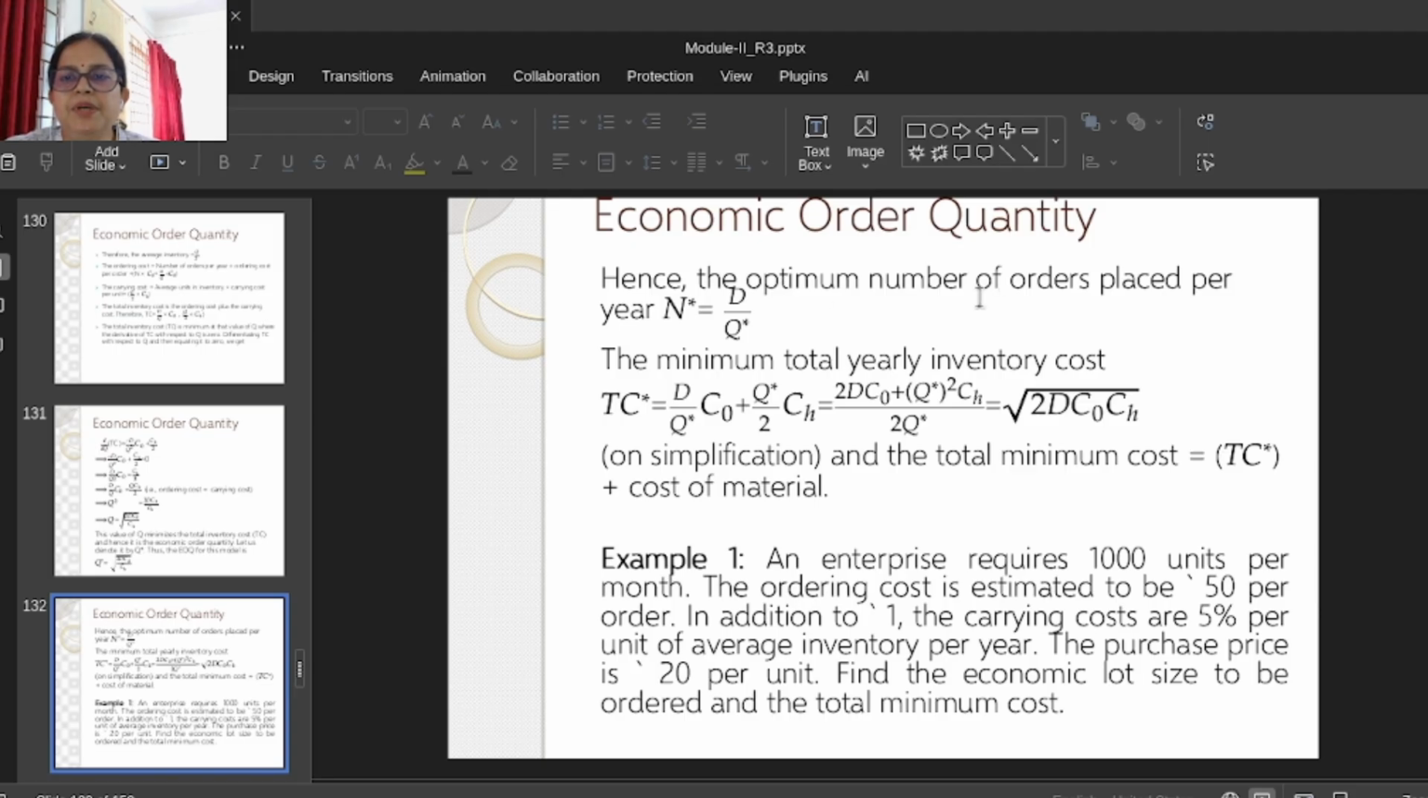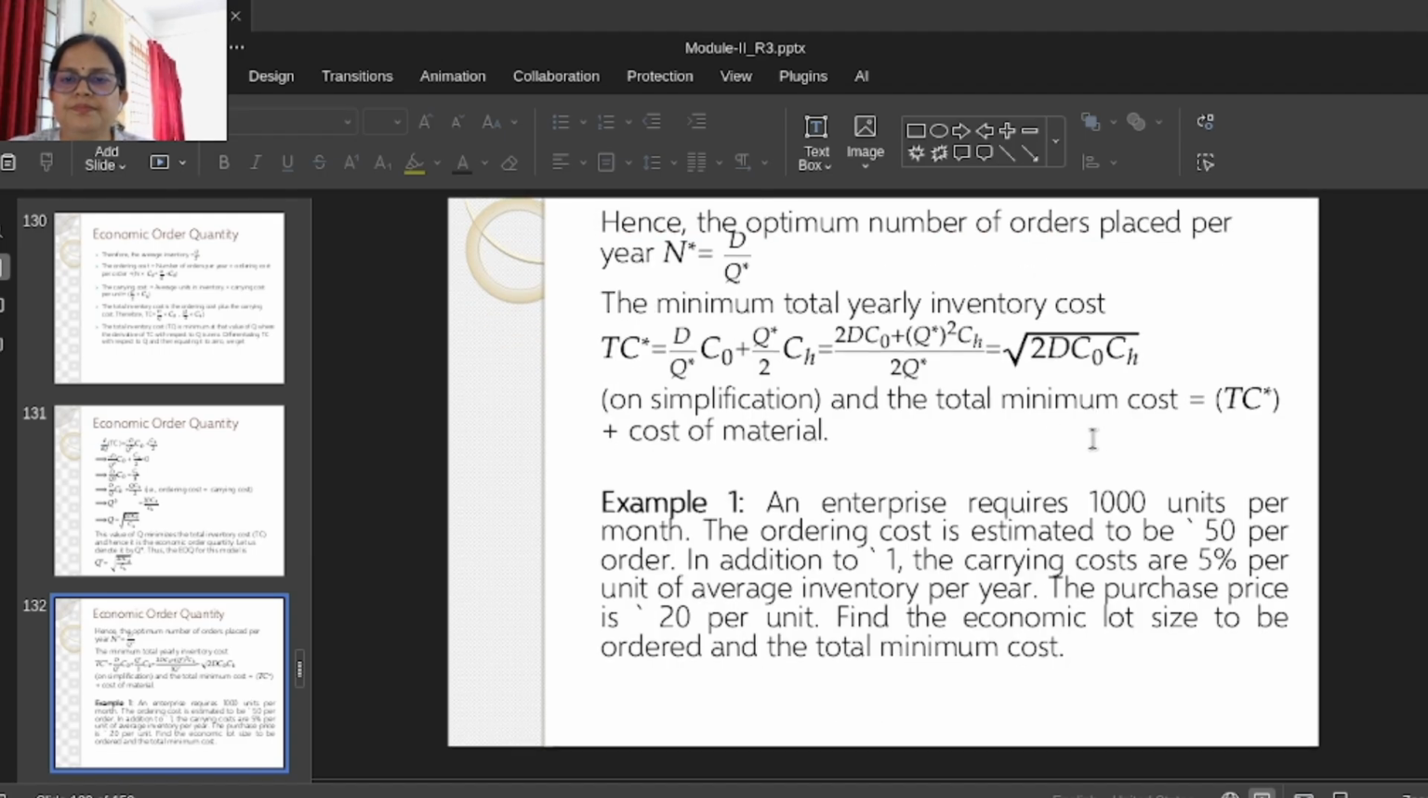Hence, the optimum number of orders N star equals annual demand divided by Q star. The minimum total yearly inventory cost TC star equals D by Q star times CO plus Q star by 2 times CH. We will get it as root over 2DCOCH. Let us take this example and discuss.